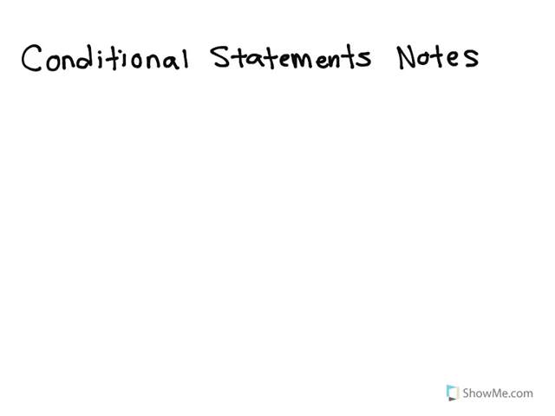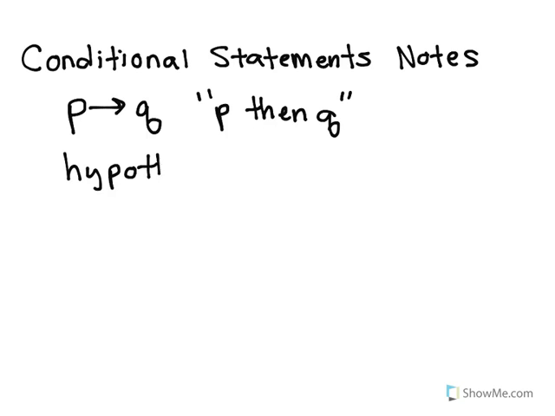In this video, I'm going to walk you through the conditional statements notes. So the first part of your notes says a conditional statement symbolized by this, and the way that you read this is P, then Q. Okay, so I'm going to start the statement over again. A conditional statement symbolized by P, then Q is an if-then statement in which P is a hypothesis and Q is a conclusion.